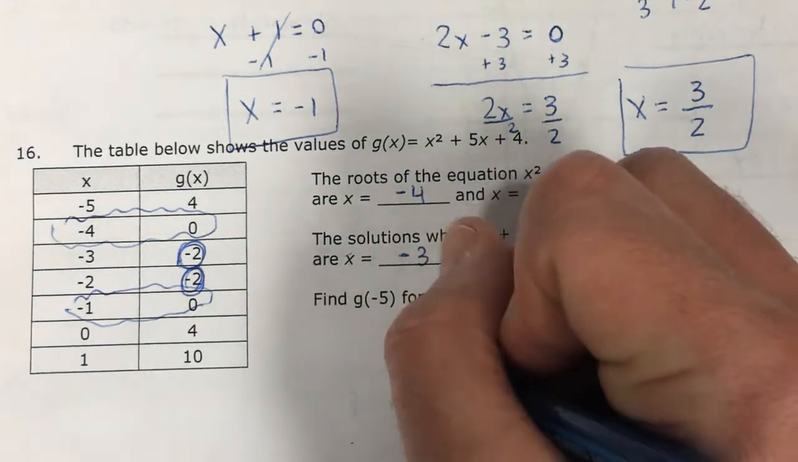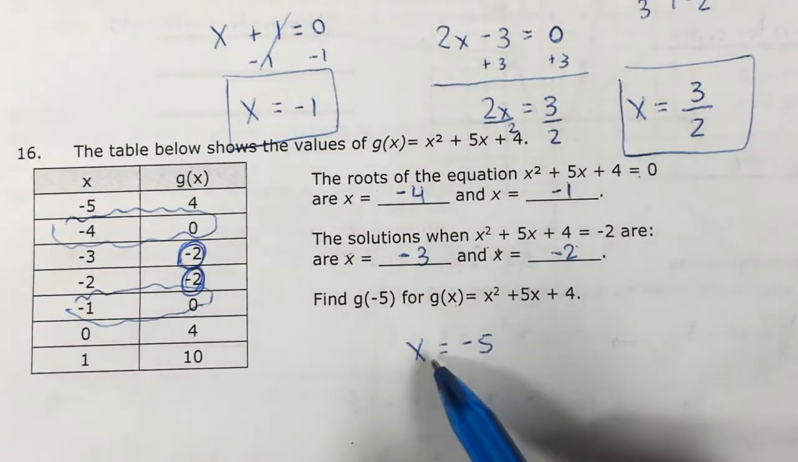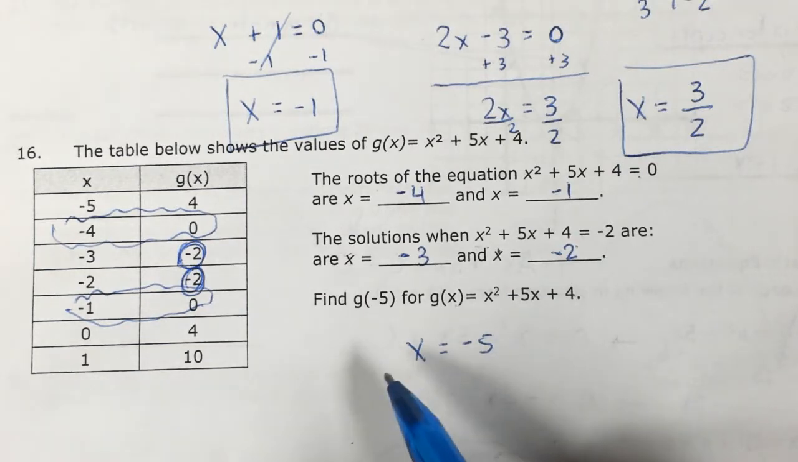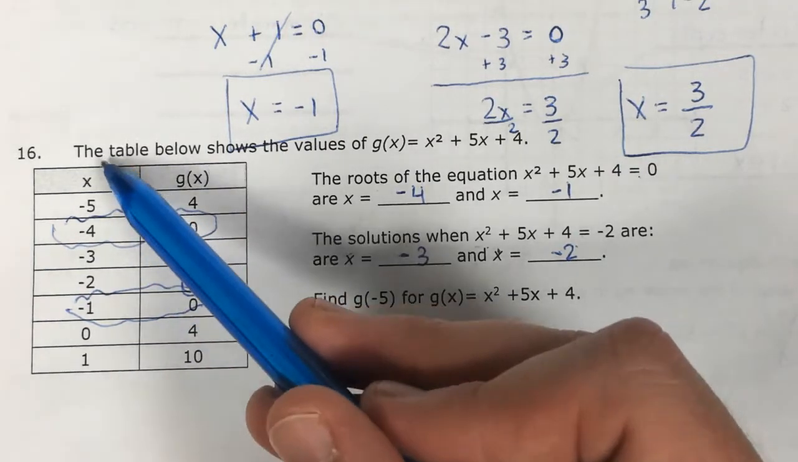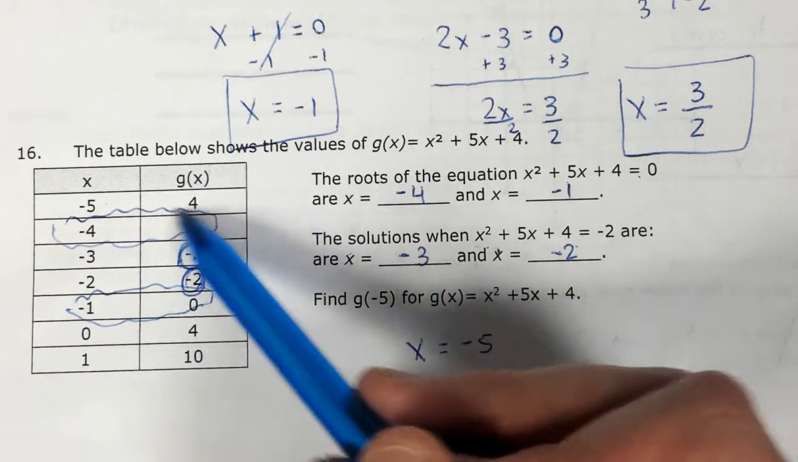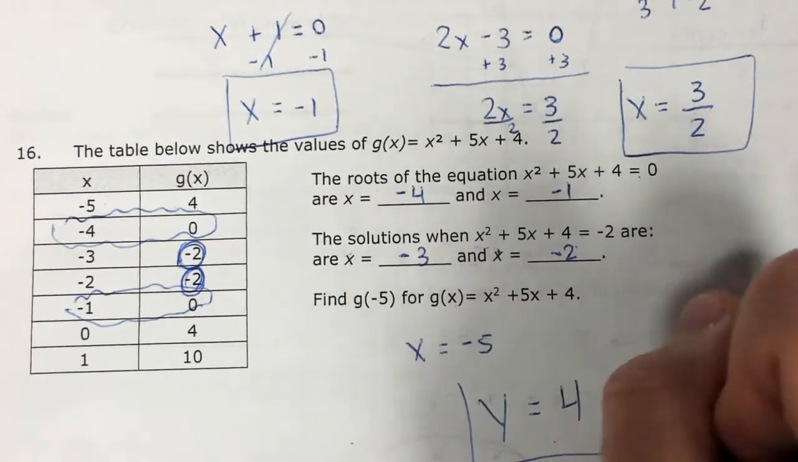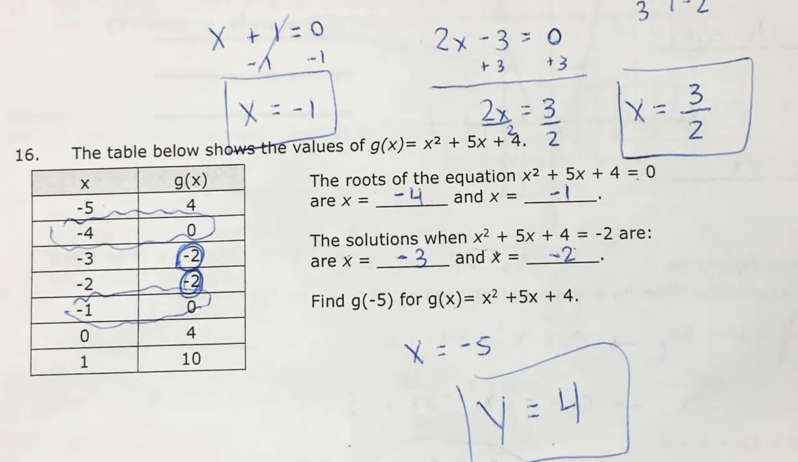So x is actually equal to negative 5. So I want to find my y value when x is equal to negative 5. Go to my table. Where is x equal to negative 5? Boop, right there. So my y value is 4. Y is equal to 4. That's my answer for the last one. Cool, here we go. We're making record time on this.